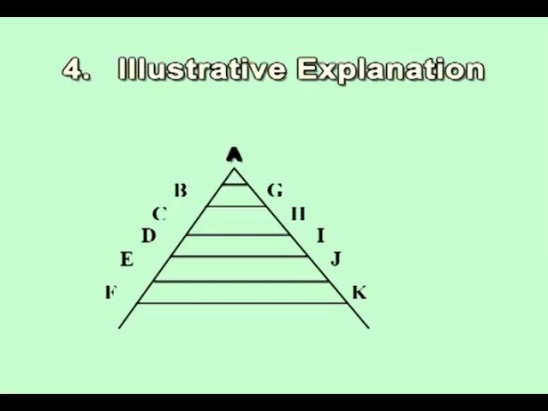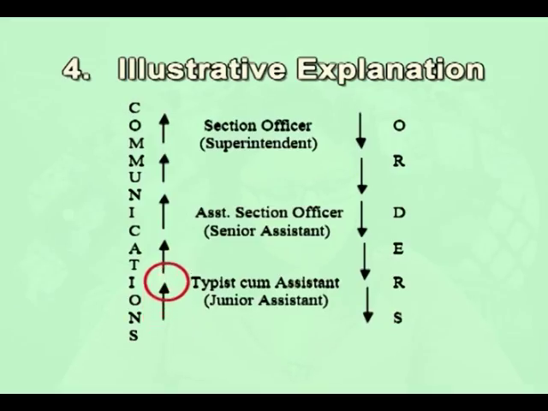F, A, K in this diagram represent the line of authority linking the whole organization. The travel of orders from A to F step by step in a descending order and the flow of communication from F to A in an ascending order is called communication through the proper channel. This principle can also be explained with the following example. The up arrow explains communication and the down arrow explains orders, which will be passed through the section officer, assistant section officer and typist cum assistant.